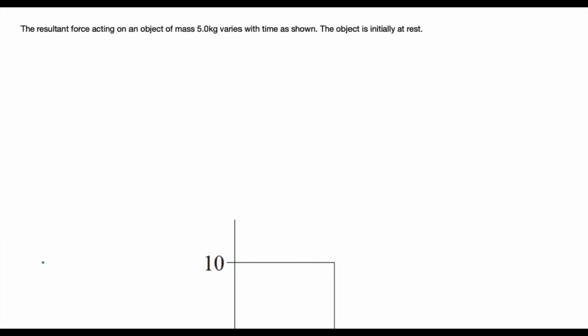The resultant force acting on an object of mass 5.0 kilograms varies with time as shown below.